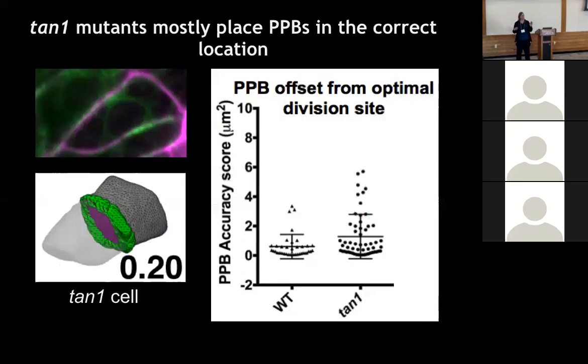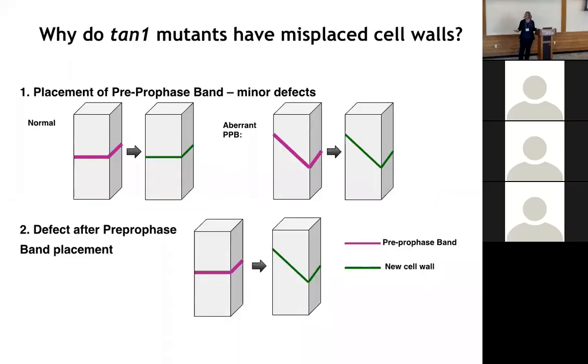Most of the time, tangled mutant cells place their pre-prophase band in the correct spot. But there is a difference, and we're working right now to figure out whether that's a difference in cell shape or what. We don't have an answer for that yet. So let's go back to this, just to remind you where we're at. They have a little bit of a defect in placing their pre-prophase band, but the primary defect is actually in moving the phragmoplast back to the division site specified by the pre-prophase band.